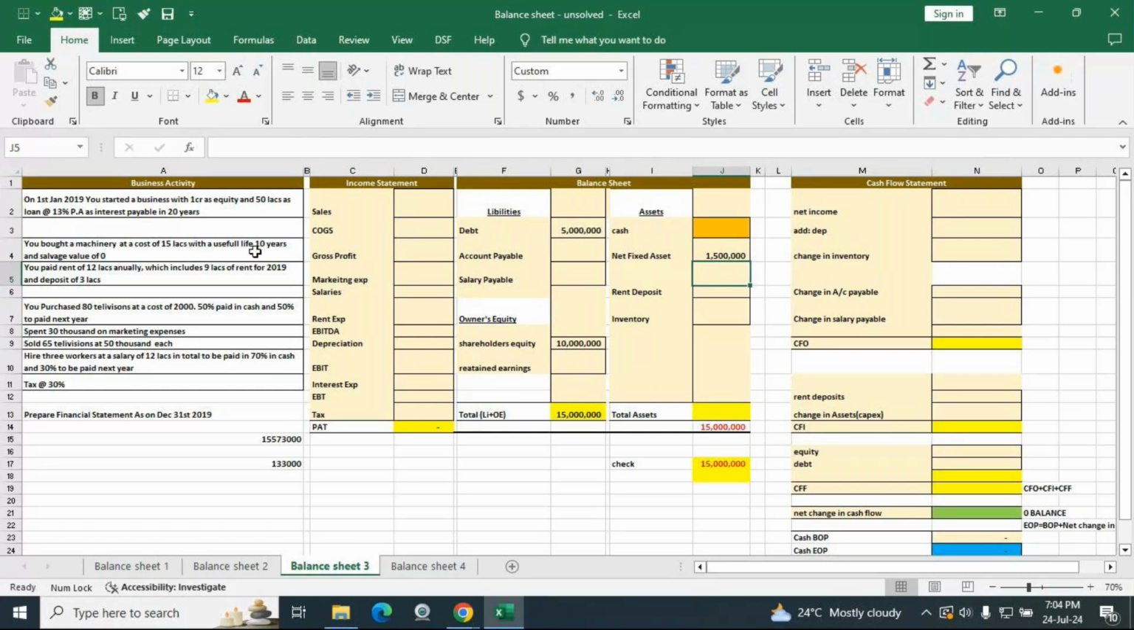Then they are telling the useful life for that is 10 years. Okay. So 10 years, here I'll calculate the depreciation. So here I'll tell equals 15 lakh divided by 10. So this value has to be subtracted with this net fixed asset. So the value of fixed asset is 15 lakh rupees. After depreciation, what is the value that will be left out? So here I'll take minus depreciation.